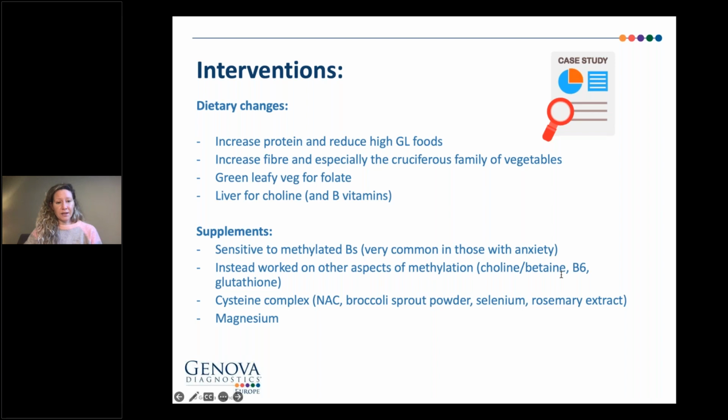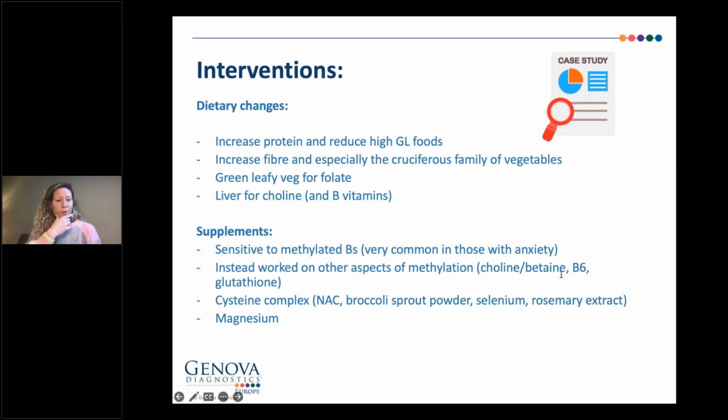So I didn't recommend methylated Bs. I didn't think it was worth trying that. My aim was really to instead focus on dietary approaches. So here, as you can see, some of the dietary changes: increasing her green leafy veg for the folate, increasing fiber, especially the cruciferous family of vegetables for obvious reasons, supporting the estrogen detox pathways, improving her protein intake because it was so low, and reducing the high glycemic load intake of the foods that were high in sugar.